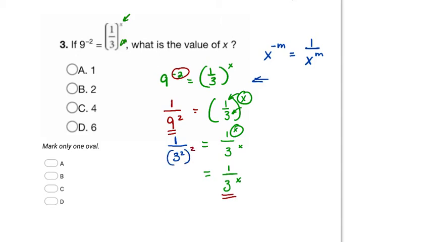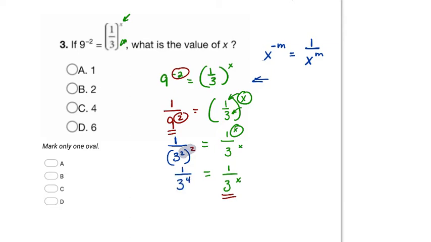Now that 9, the 3 squared, still has the 2 on it, this 2 right there, that squared. And this right here is the power to a power rule. When you have something raised to an exponent raised to another exponent like this, you simply multiply the 2 exponents. So 2 times 2, and this becomes 1 over 3 to the 4th.